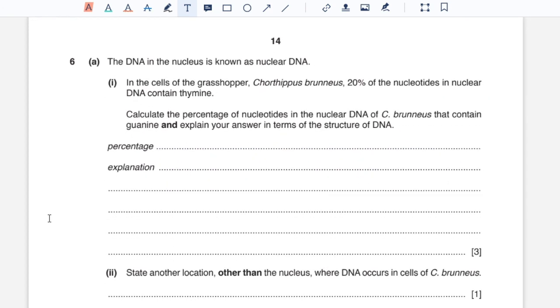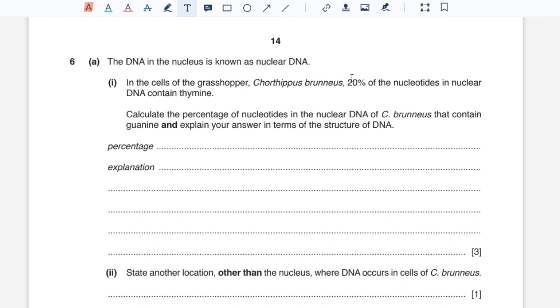6a. The DNA in the nucleus is known as nuclear DNA. 1. In the cells of the grasshopper Chorthippus brunneus, 20% of the nucleotides in nuclear DNA contain thymine. Calculate the percentage of nucleotides in the nuclear DNA of C. brunneus that contain guanine and explain your answer in terms of the structure of DNA.